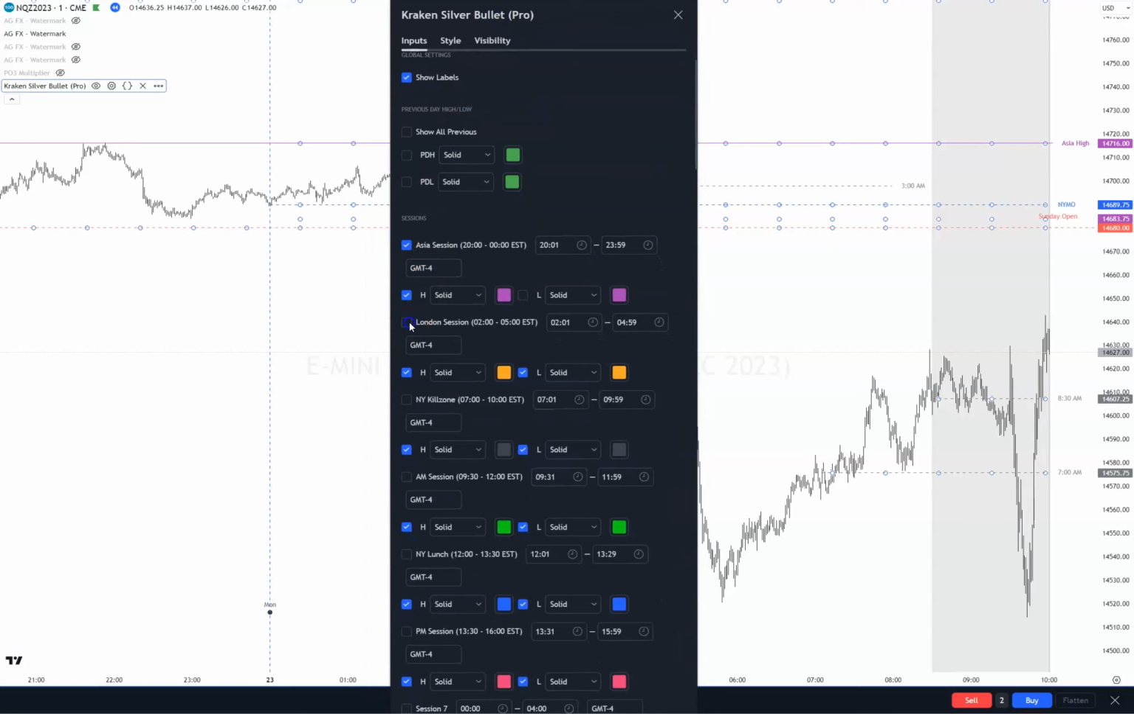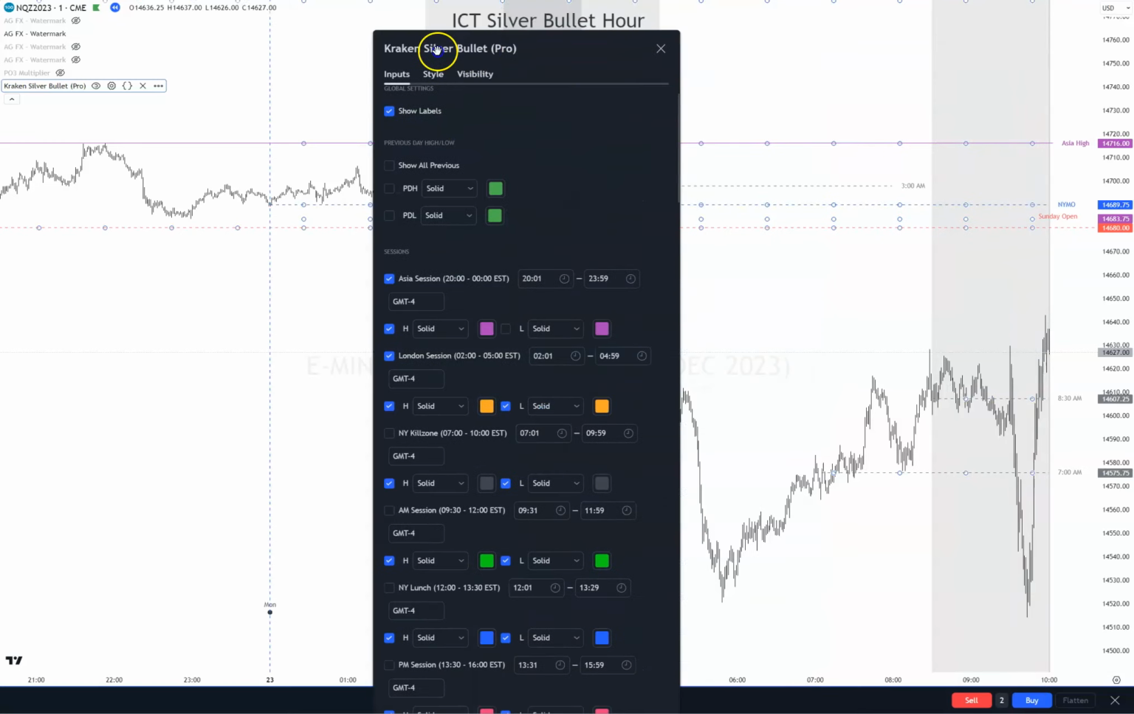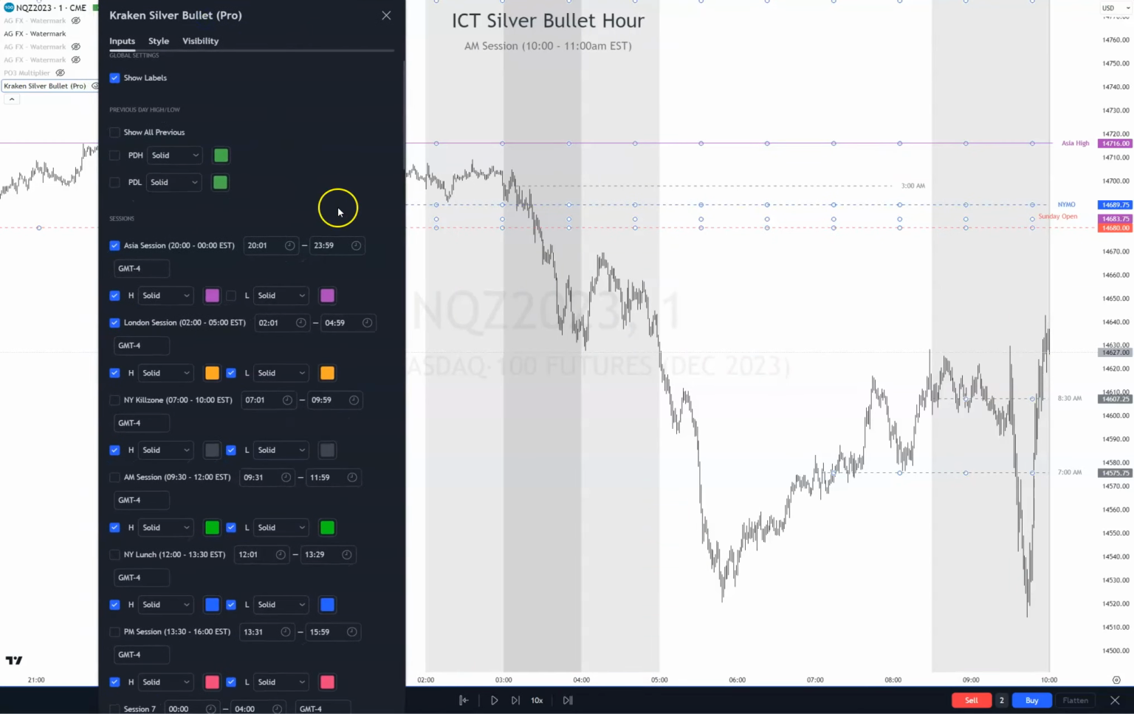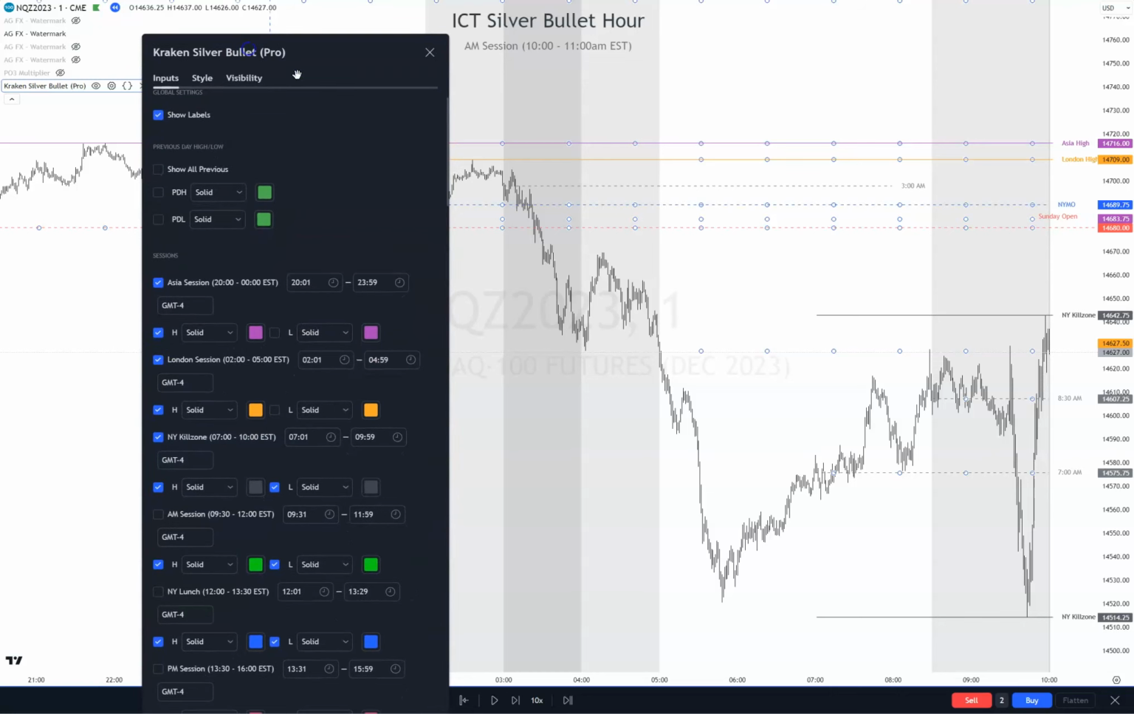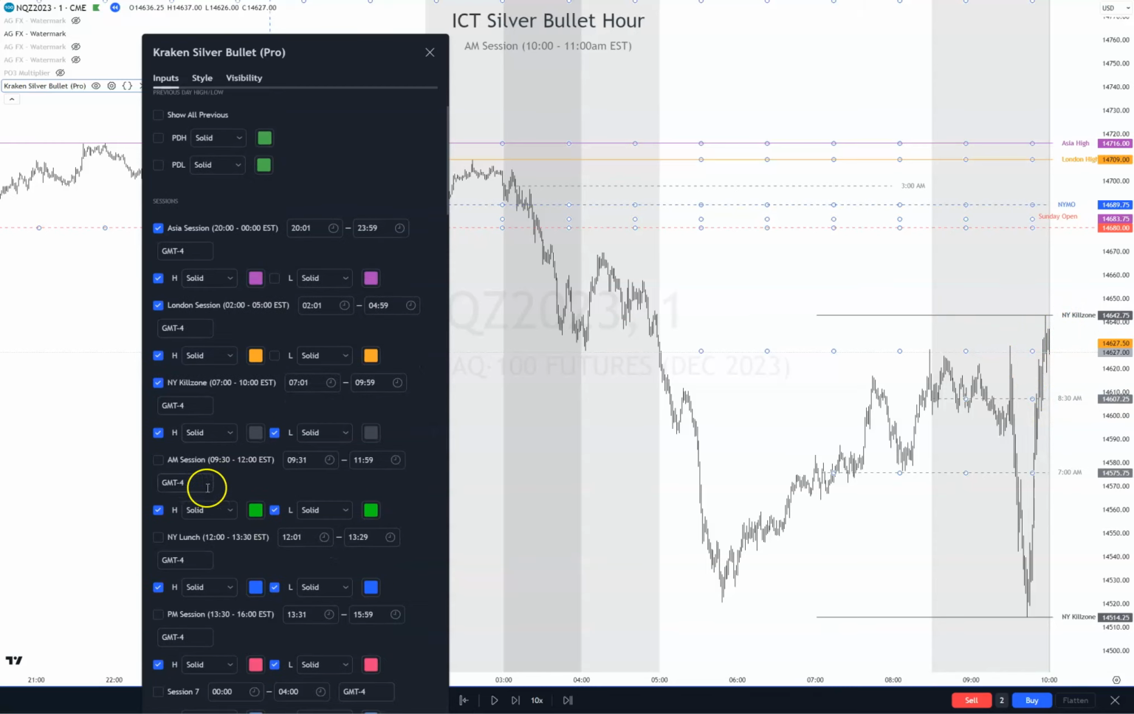Okay, so now let's turn on the London session. Let's see where the London session is, and if it has been taken. London high, obviously the low has been taken, so we'll cross off the low. New York Killzone, yesterday. That's today's Killzone, it'll show it right there. Obviously we're coming into that, so we may take that. We'll leave that on right now.